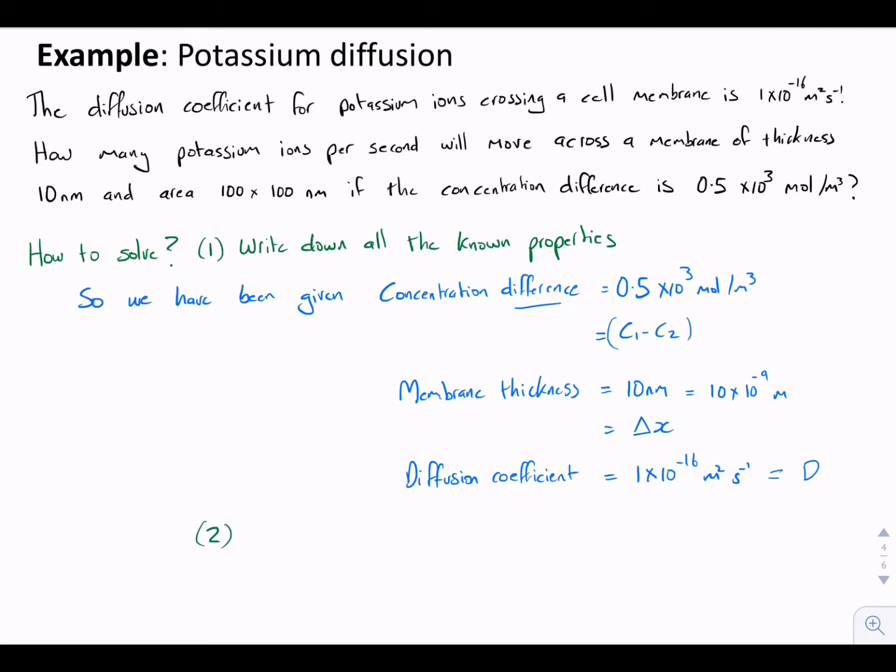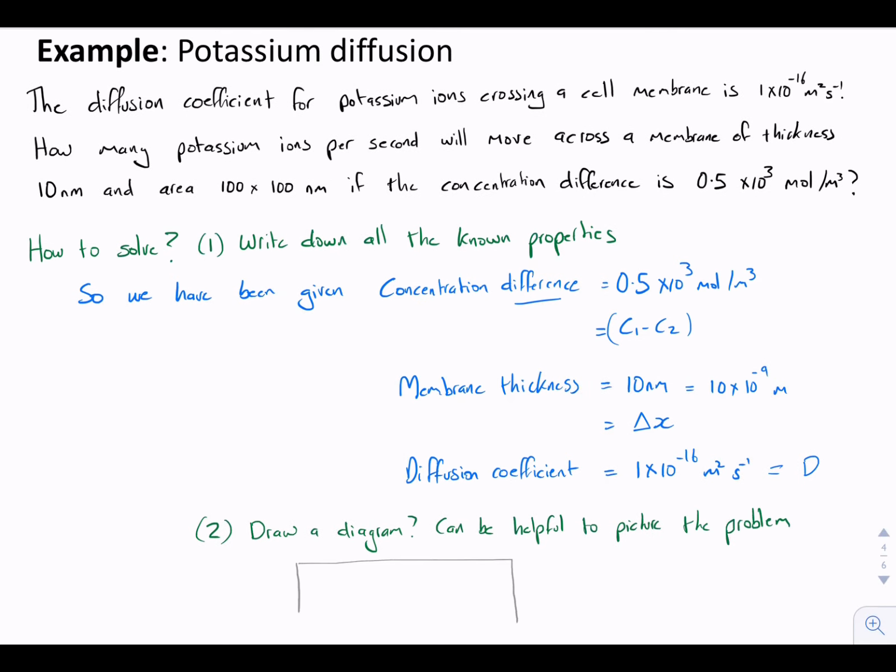The second thing that's often useful to do in physics problems is draw a diagram. This can be helpful to solve the problem. I'll draw it here, even though it's very simple. Our membrane is the delta x.